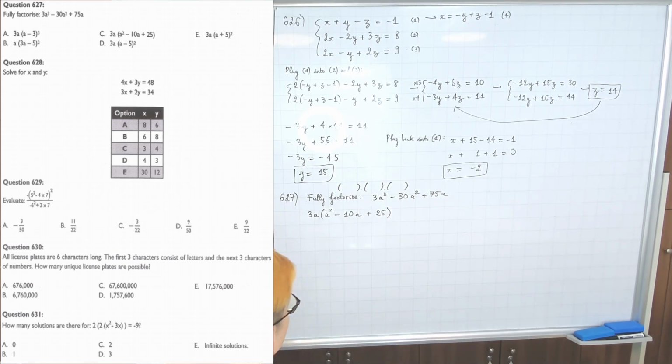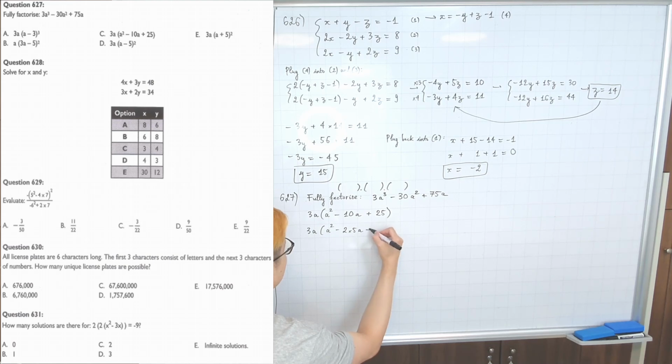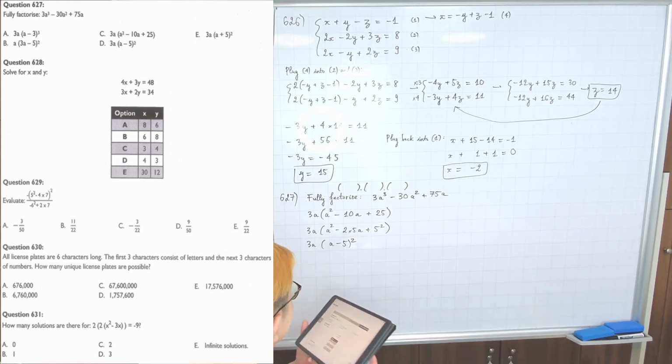But then, is there another way to make this one easier? Còn cách nào khác để biến cái này thành nó đơn giản hơn không? Yes, it is. Because this one is like a square minus 2 times 5a plus 5 square. And you see something similar here? Yes. It's gonna be a minus 5 square. So what's the answer?